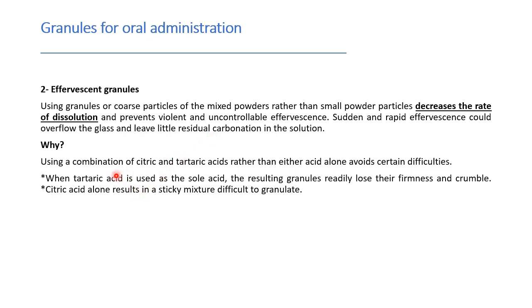An important point to know about effervescent granules is that using a combination of citric and tartaric acid is better than using either of the acids alone. If we use tartaric acid alone, this results in granules that can really lose their firmness and crumble. If you use citric acid alone, on the other side, this results in a sticky mixture, which is difficult to granulate. So using a combination of tartaric acid and citric acid can overcome these two issues.